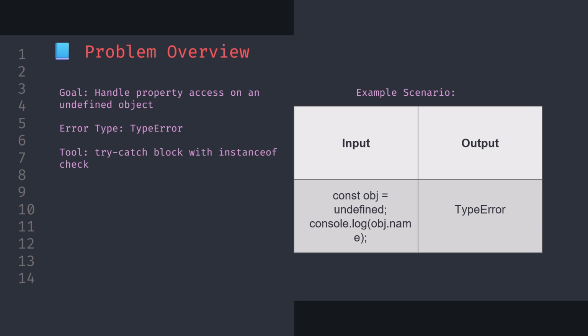The issue arises when we try to access a property from something that is undefined. This results in a type error because undefined does not have any properties. We'll wrap this in a try catch block and check the error type using instanceof. This keeps our program running even when something goes wrong.